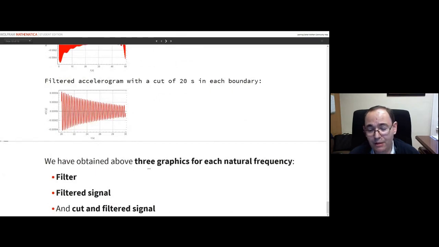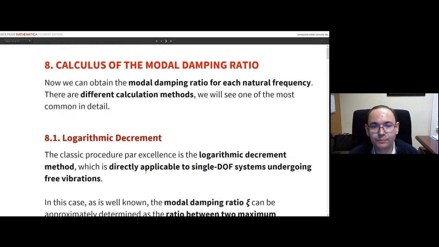Remember that we obtain three graphics for each natural frequency: the ideal filter, the filtered signal, and the cut filtered signal. And the next step is to get the modal damping ratio. We can obtain the modal damping ratio thanks to different calculation methods. We will see one of the most common in detail because we have not much time.